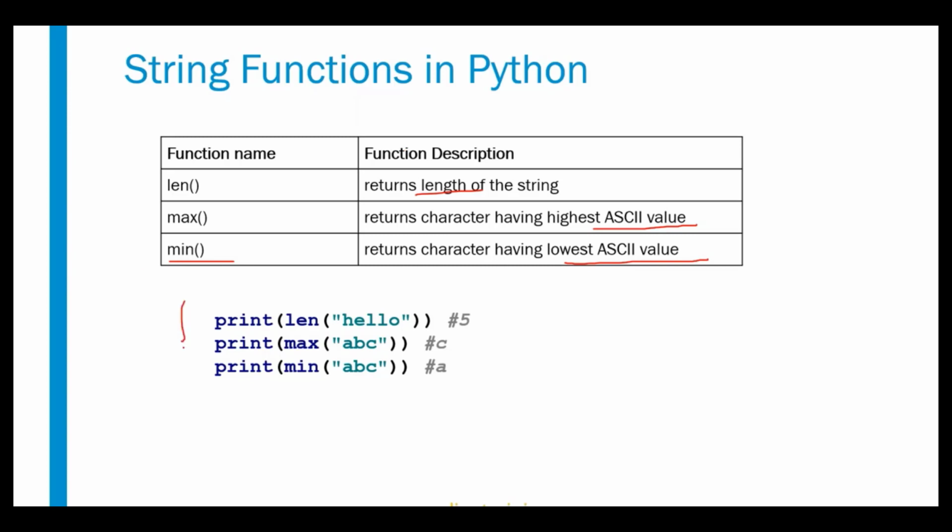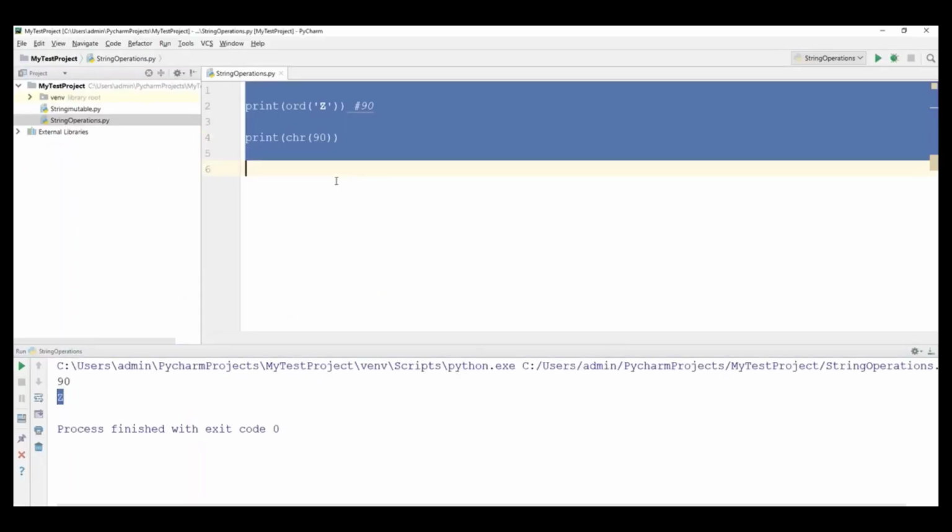Now if you see this example, I have used the len method, and hello is a string. How many characters do we have? 1, 2, 3, 4, 5 characters. So 5 is written. The len function returns the length of a string. Similarly, the max function returns the character having the highest ASCII value. For ABC, C has the highest ASCII value, so C is returned. In the same ABC, the min function finds the lowest ASCII value and returns A. So the len, max, and min functions are used with strings. Let me show you in PyCharm.